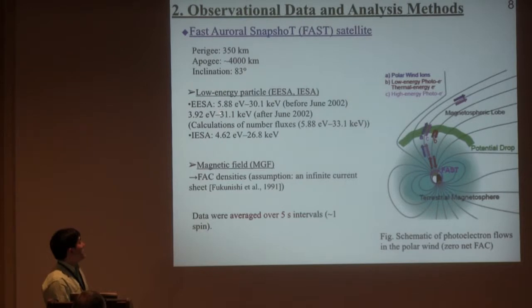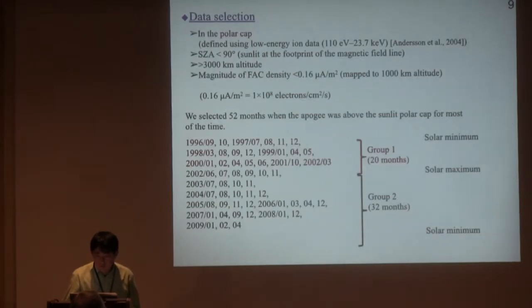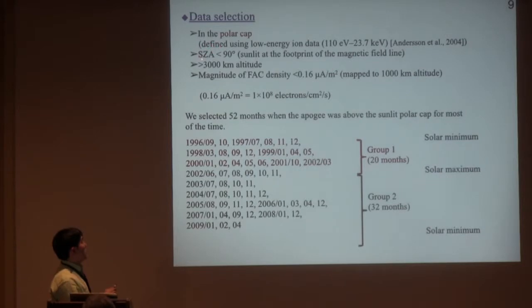The satellite measured electrons down to about 5 electron volts before June 2002 and down to about 4 electron volts after June 2002. Field-aligned current densities are estimated using magnetic field data. Data were averaged over 5-second intervals. We selected data in the polar cap using low-energy ion data. Lack of low-energy ions in this energy range is the definition of the polar wind, polar cap. And I further selected data where the solar zenith angle of the footprint of the magnetic field line is smaller than 90 degrees.